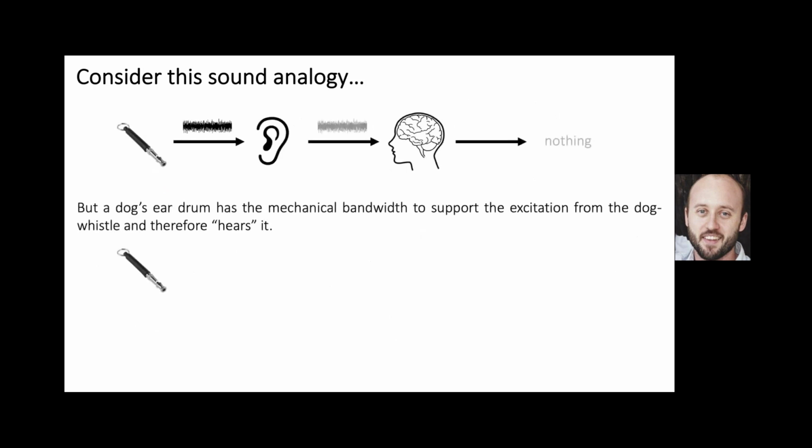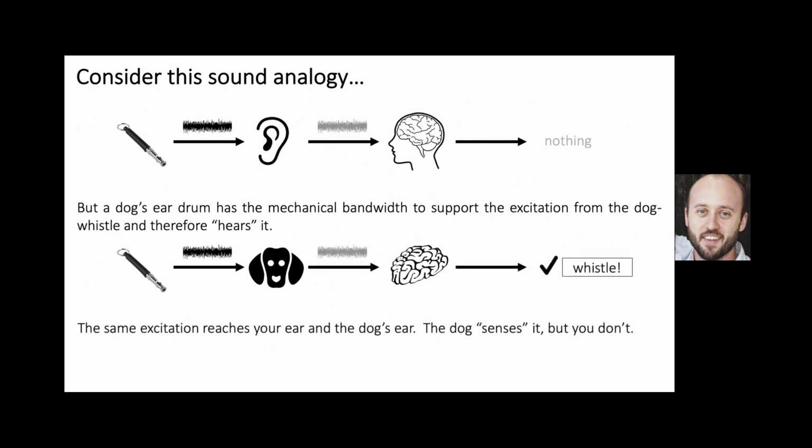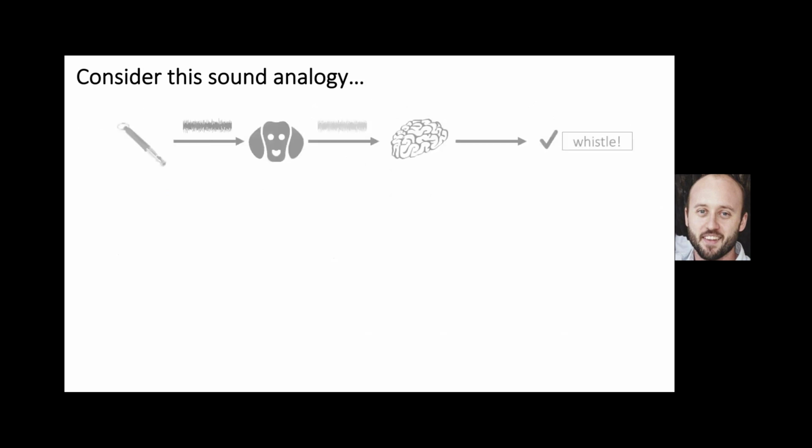However, of course, if a dog is standing nearby, a dog having eardrums that support a much higher bandwidth, in other words, they are able to detect much higher frequency levels, when that same vibration hits the dog's ear, it's going to create electrical pulses that its brain is going to interpret as a whistle, and it can hear it.